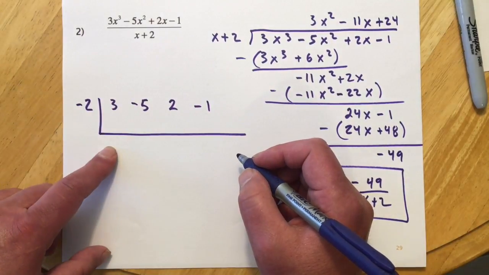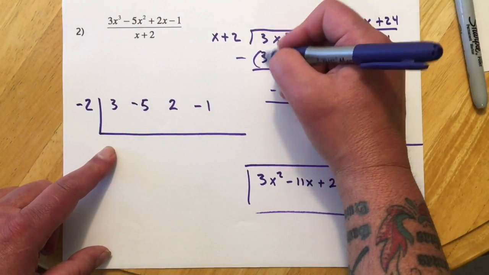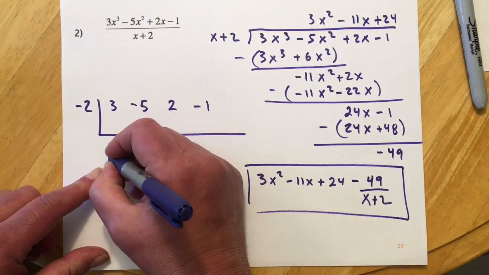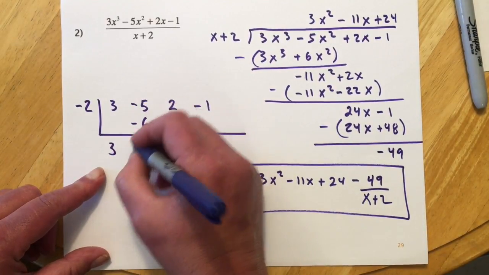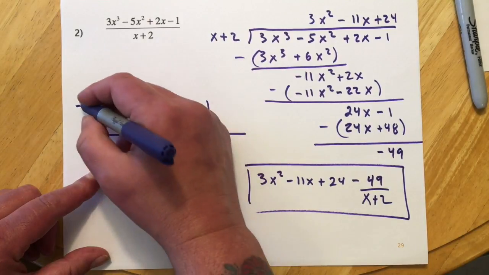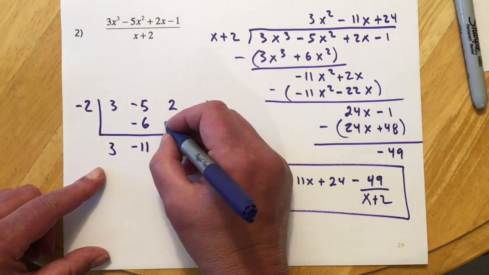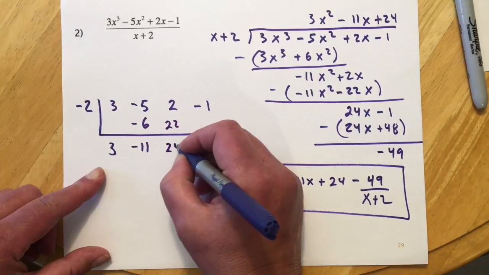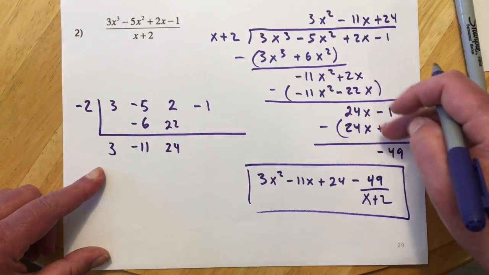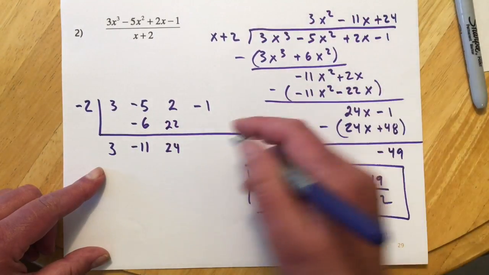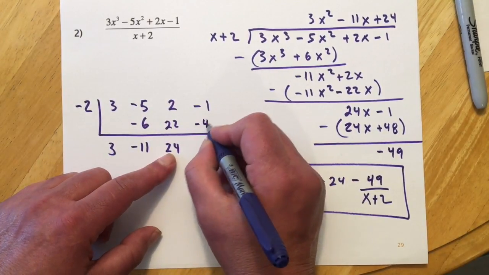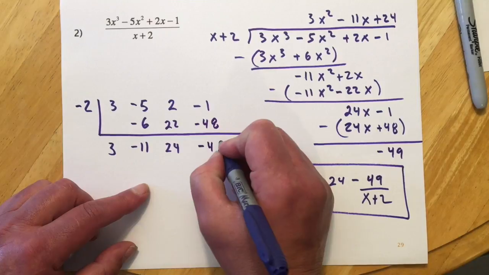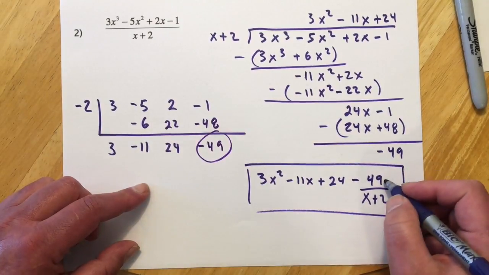So the first step is to bring down the 3, because we're always going to match whatever's here. So this will be a 3, and then -2 times 3 is -6, and then we add them. So that makes -11. -2 times -11 is 22. We add and get 24. These should be sounding familiar. They're these numbers that we got, 3, -11, 24. -2 times 24 is -48. It makes -49. And so this is our remainder.